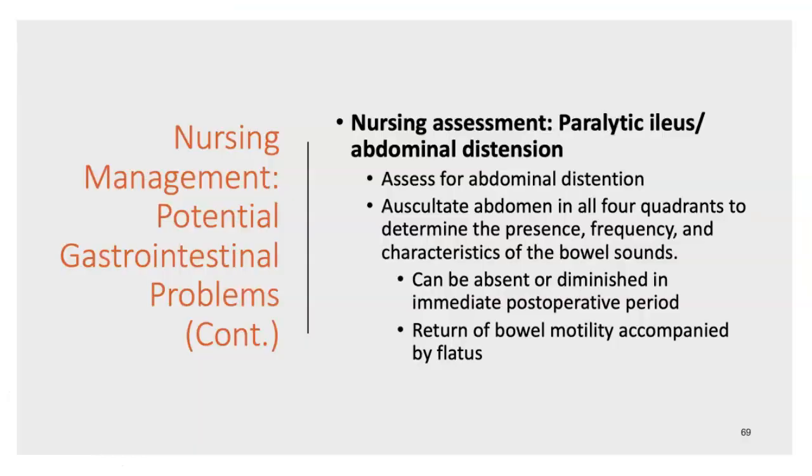So how are you going to assess a paralytic ileus or abdominal distension? Again, you're going to be assessing for abdominal distension. You're going to be auscultating the abdomen in all 4 quadrants. And remember that the bowel sounds can be absent or diminished in the immediate postoperative period. So typically, to figure out if the bowel motility has returned, you can ask the patient if they're passing gas.